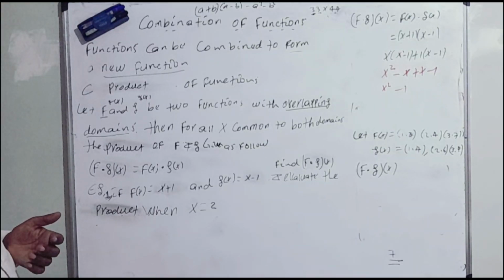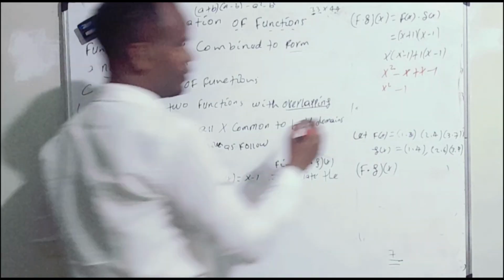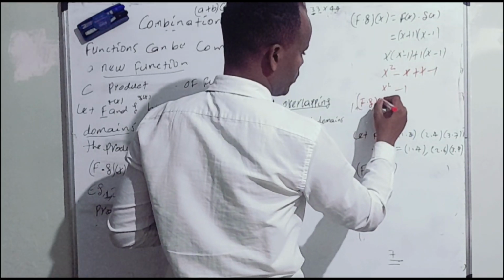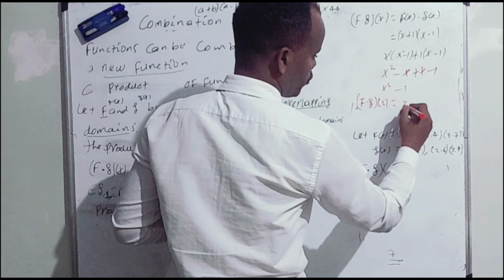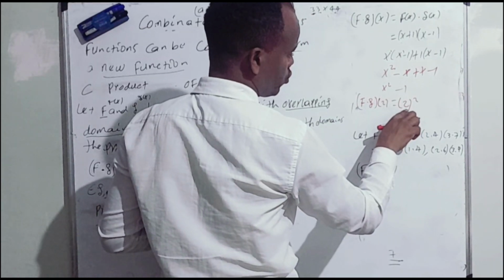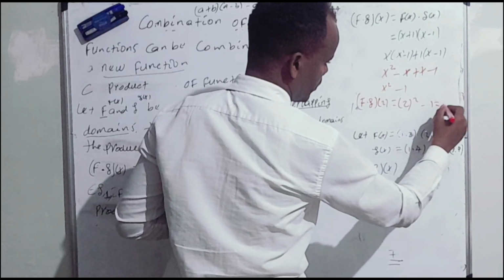Okay, and evaluate when x is equal to 2, (f × g)(2). That is 2 to the power of 2 minus 1. x to the power of 2, inside of x, that is 2 to the power of 2 minus 1. 2 to the power of 2 is 4, minus 1, that is 3.